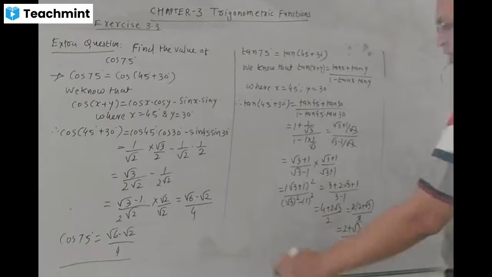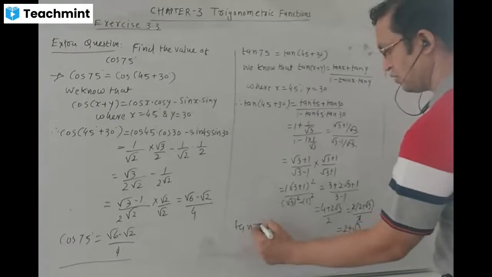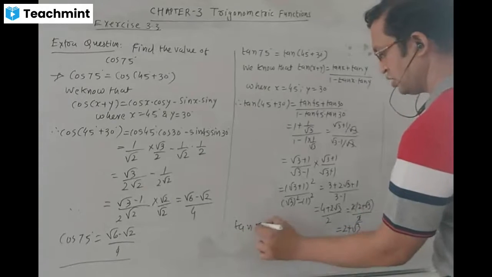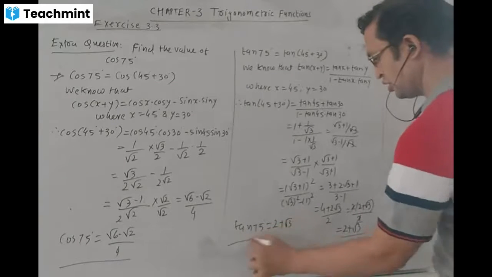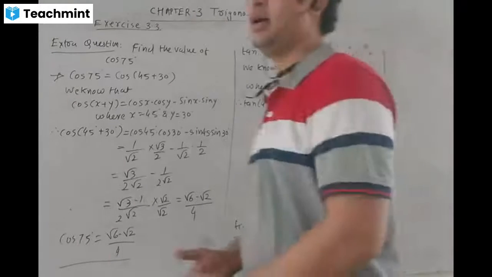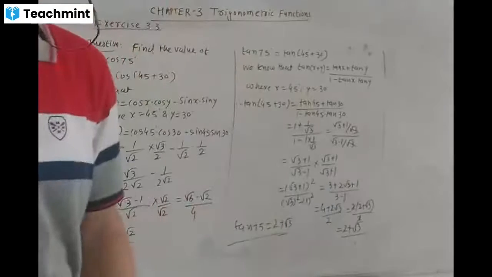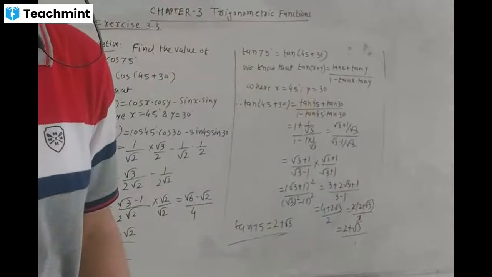What is the value of tan 75? Tan 75 value is equal to 2 plus root 3. That is the final answer. Okay. Any doubt?